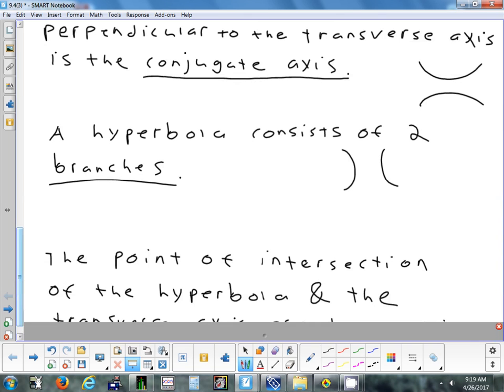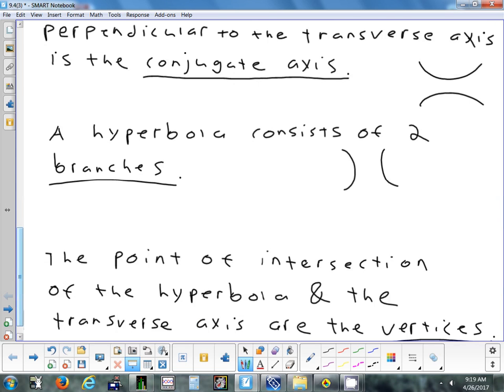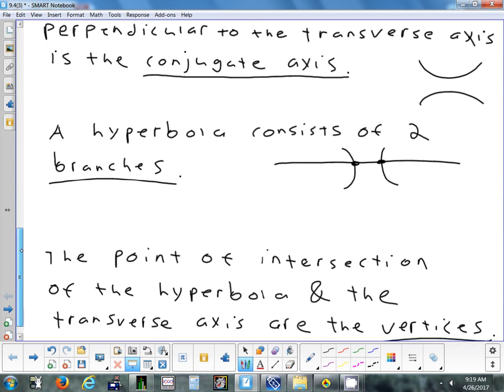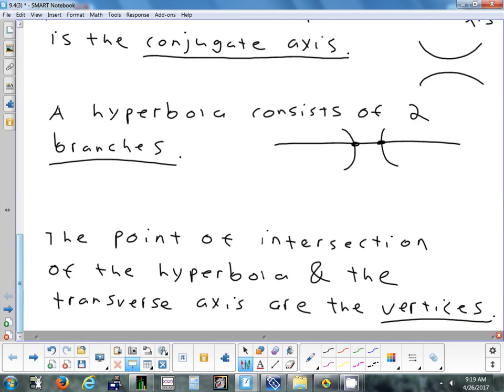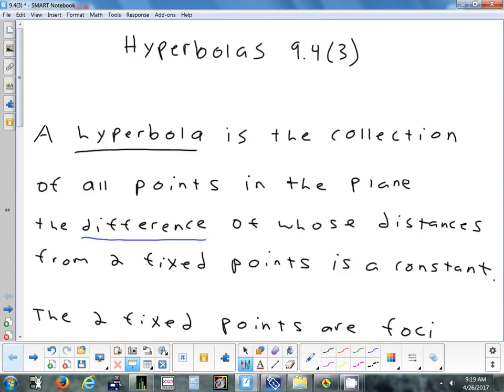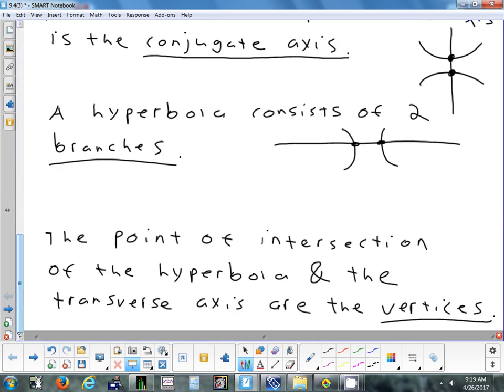The points where your transverse axis crosses each branch of the hyperbola are your vertices. If it was drawn like this, that point and that point would be your vertices. And I think that's most of the important stuff with a hyperbola.